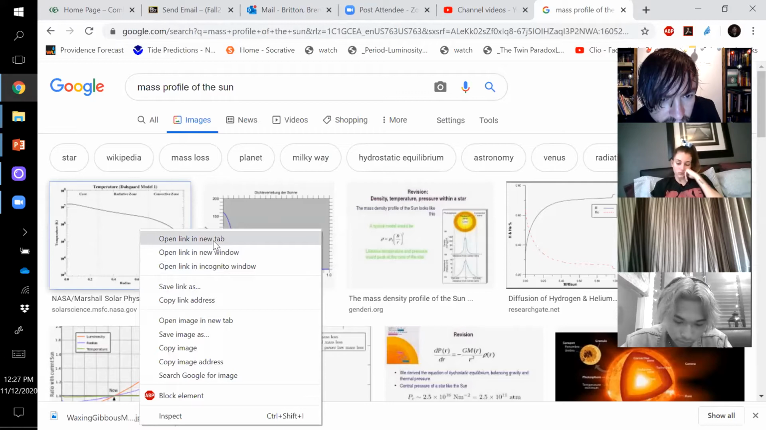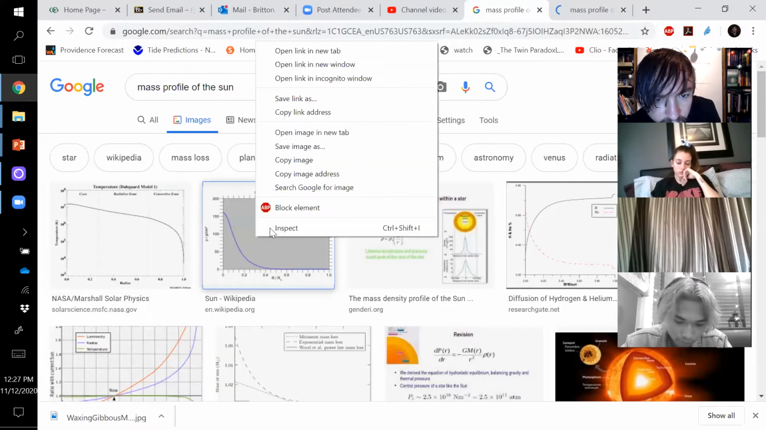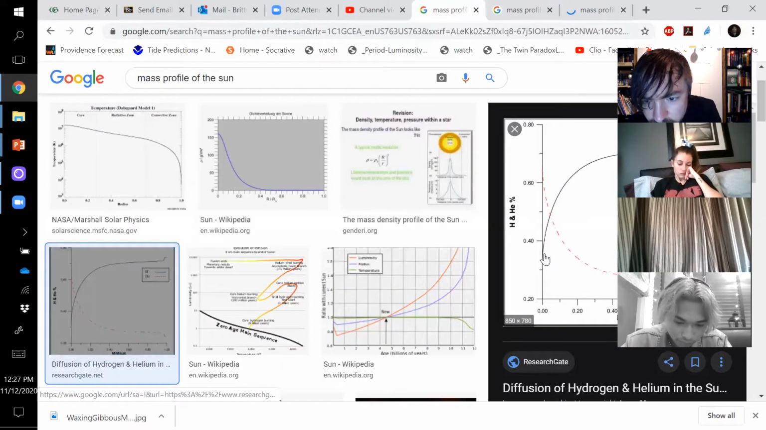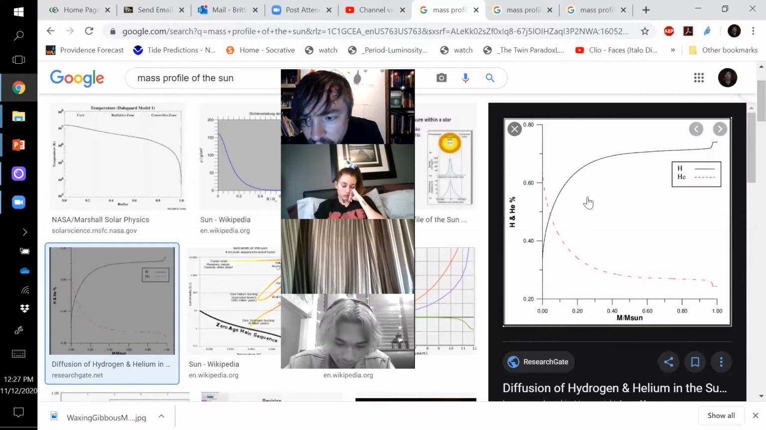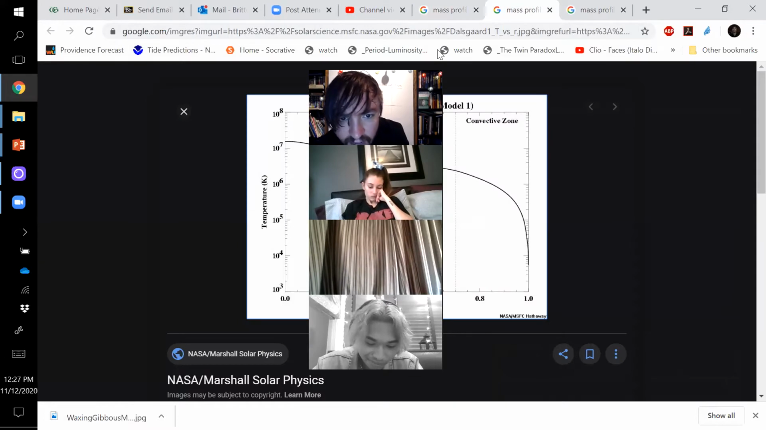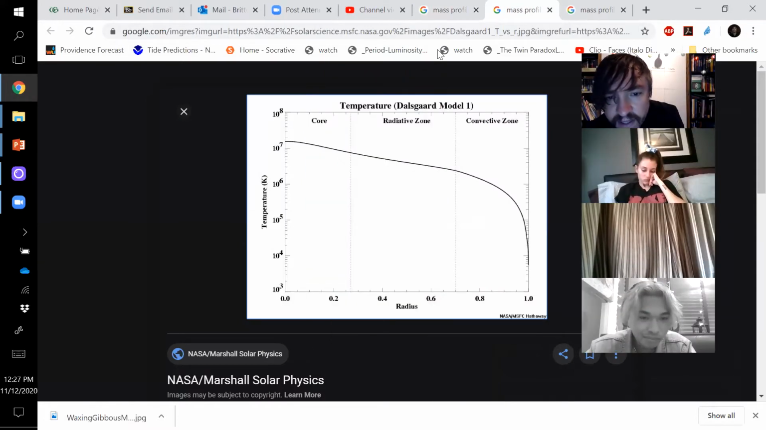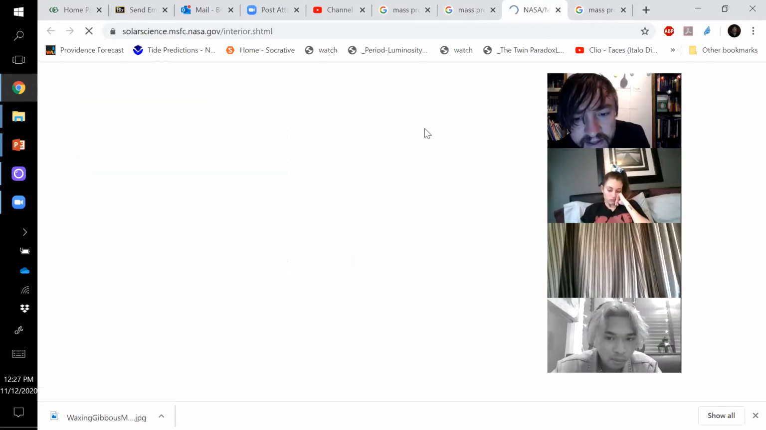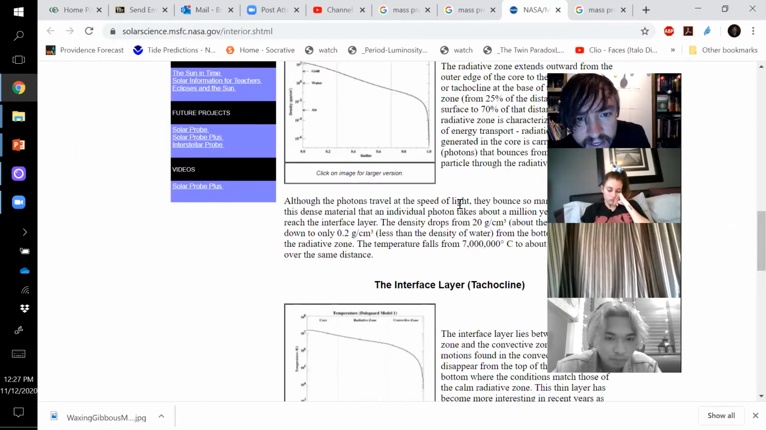I want to show you this. I want to open this in a new tab. It takes a minute to understand how this graph works. First of all, you guys should realize that a star is not like a uniform block, but a star basically has a profile where it changes.